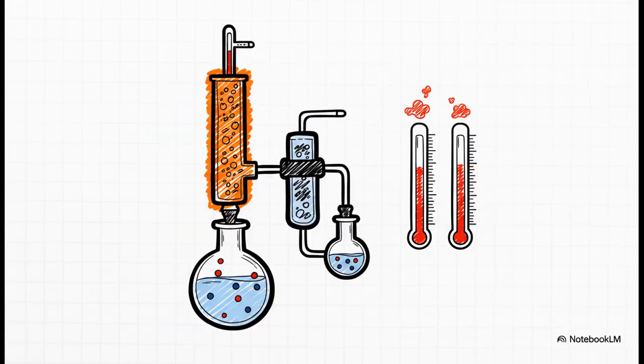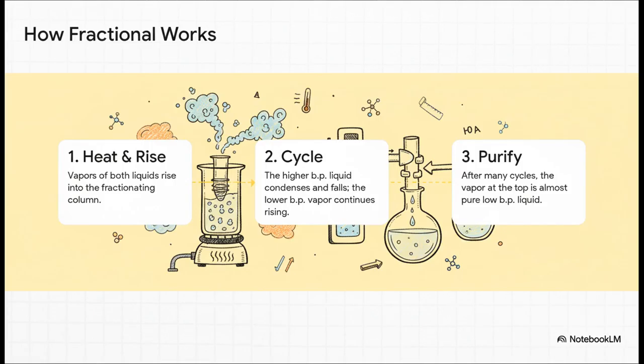Easy peasy. But what happens when your liquids have boiling points that are super close together? That's when simple distillation just won't cut it. For those tough jobs, you need to bring in the heavy machinery, fractional distillation. And its secret weapon is an extra piece of glass called a fractionating column. So here's how it works. That fractionating column is packed with something like glass beads or rings, which creates a ton of surface area.